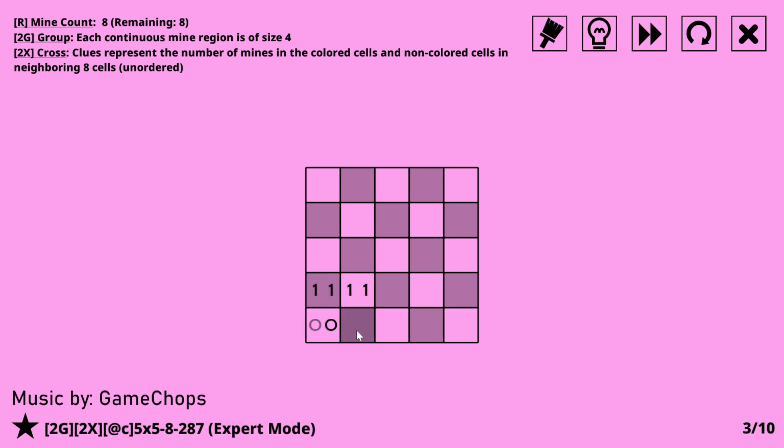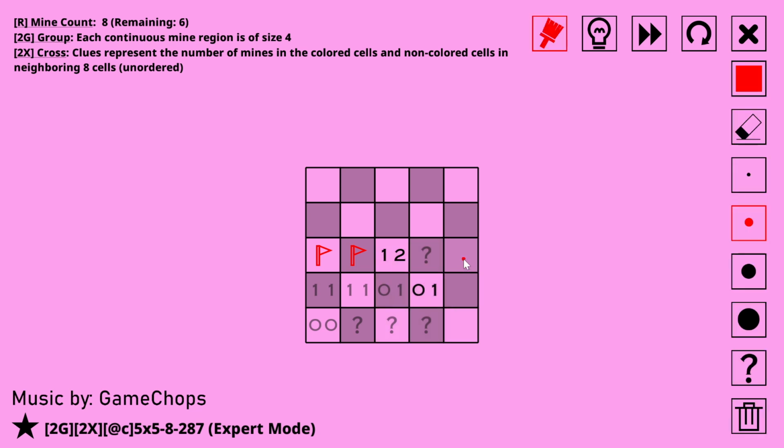0 0 means none of those are mines at all. 1 1 just means those are mines, and therefore that will complete this 1 1, so none of those are mines. 0 1, well, 0 can't refer to the dark one because dark already has a mine in it, so 0 has to refer to light. 1 actually refers to this dark here, which means none of those are mines. 0 1, we don't know.